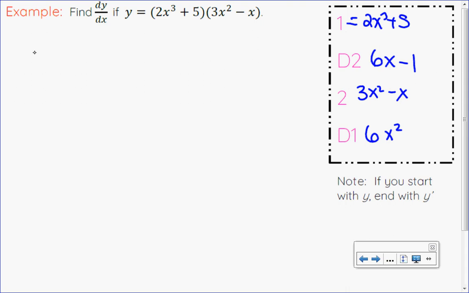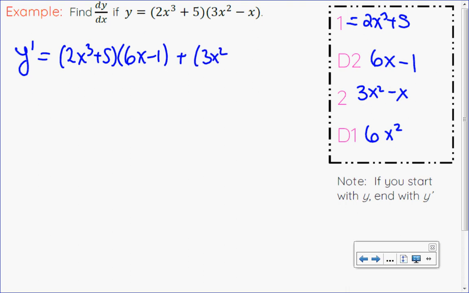Okay, so now I'm ready to do my derivative. So since I started with y, I'm going to call this one here y prime. So I'm going to take 1, multiply it by d2, which is, no, sorry, it's 6x minus 1. Let's try that again. 6x minus 1 plus 2, which is 3x squared minus x, multiplied by d1, because calculus is so much fun, 6x squared.